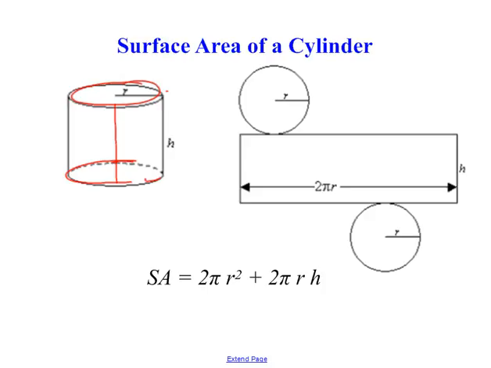So we have 2 circles. We know the area formula of a circle is pi r squared. Since both the top and the bottom of the cylinder are circles, we're going to multiply that by 2. Next, we have to find the area of the rectangular label, I'll call it, which is length times width, or in this case, 2 pi r times h. Of course, we're going to add the areas of the circles to the area of the rectangle, and we end up with the surface area formula for a cylinder, 2 pi r squared plus 2 pi r h.